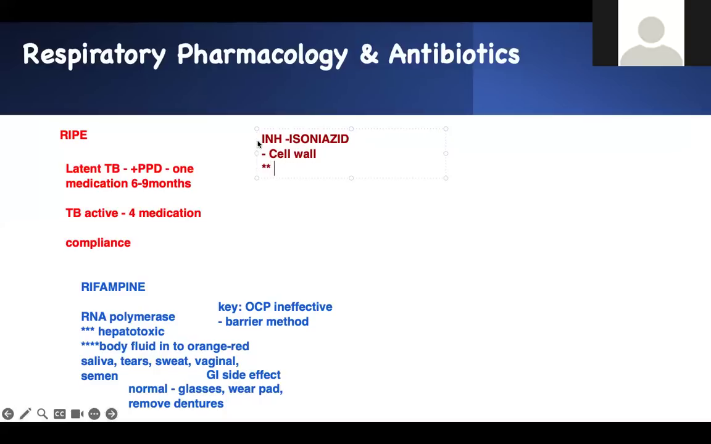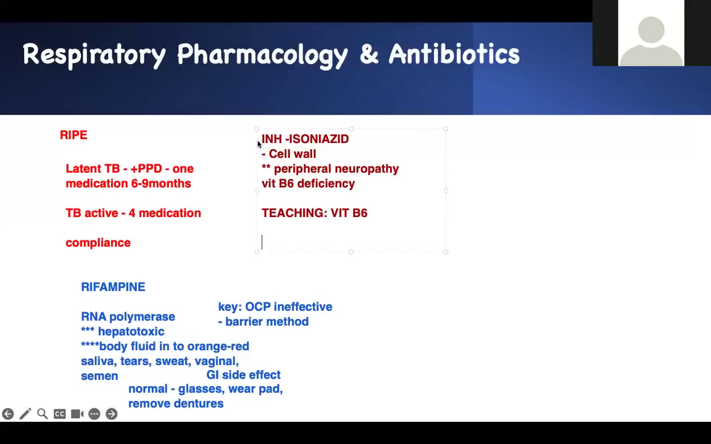Side effect: peripheral neuropathy. They'll complain about numbness and tingling of their fingers. It's okay. It leads to vitamin B6 deficiency. They are not bad. So what do you tell them? In the teaching, I want you to take vitamin B6 so that you don't have a deficiency and then don't develop peripheral neuropathy. They develop peripheral neuropathy because they have vitamin B6 deficiency from the medication. So take vitamin B6 to prevent that.